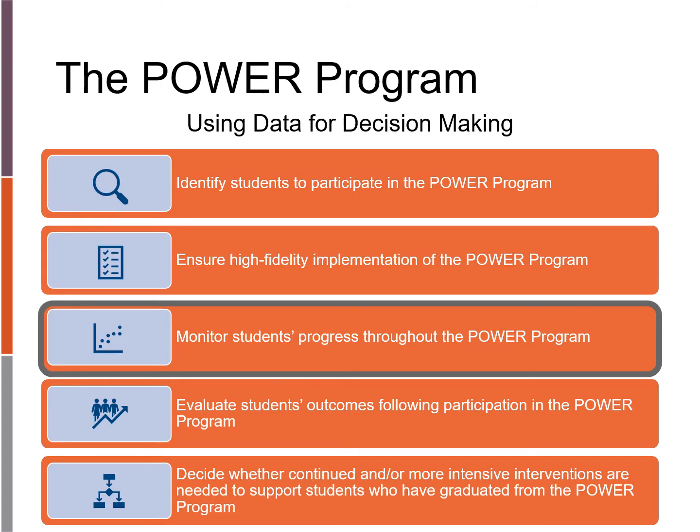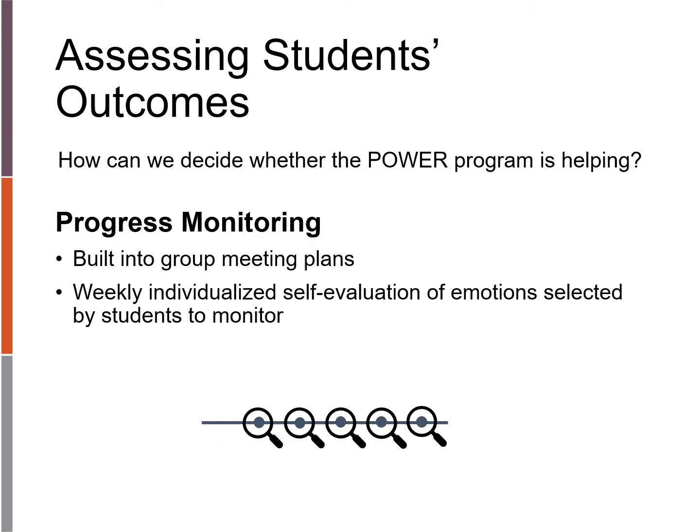Another use of data within the POWER program is monitoring students' progress. All mental and behavioral health intervention programs must be evaluated for their effectiveness. Progress monitoring is a type of formative assessment practice in which student outcomes are routinely, repeatedly measured during intervention and implementation. Progress monitoring is used to answer the question, how is the intervention going for this student, in order to make adjustments or tailor supports to better address the student's needs.